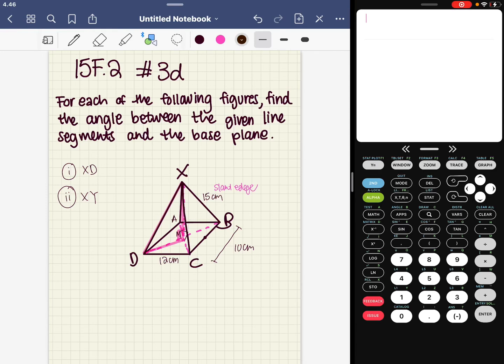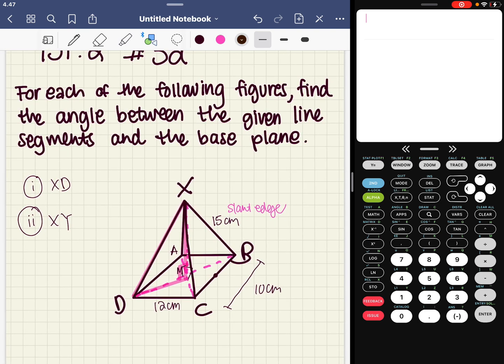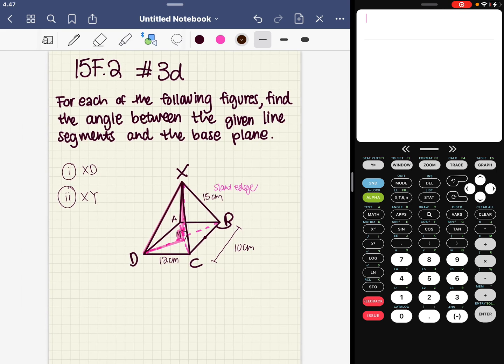Alright, grade 10, this is 15F.2, number 3D. It says, for each of the following figures, find the angle between the given line segments and the base plane. So, a few of you were asking me about this. And yes, you need to keep your rounding up to the very, very end so that there's no rounding problems.